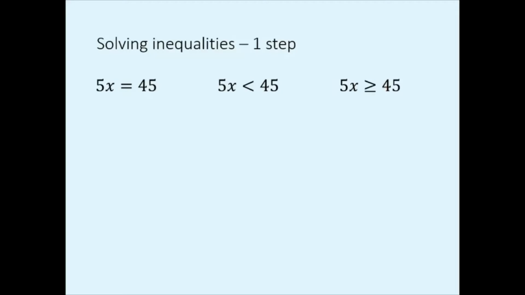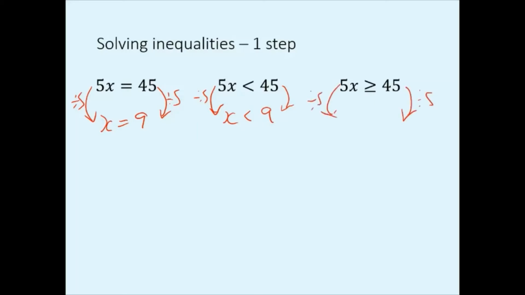It might be a little bit more difficult for you to understand what to do, but it's more or less the same as solving equations. Here, for example, if I've got 5x, I'm going to divide by 5 each time, which means that x is equal to 9. Here, I've got 5x is less than 45, but I'm still going to do the same thing. So we're going to get 1x, which is less than 9. And the final one, I'm still going to do my divide by 5 on both sides, and get x is greater than or equal to 9.